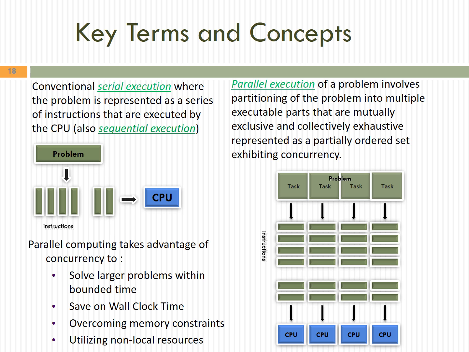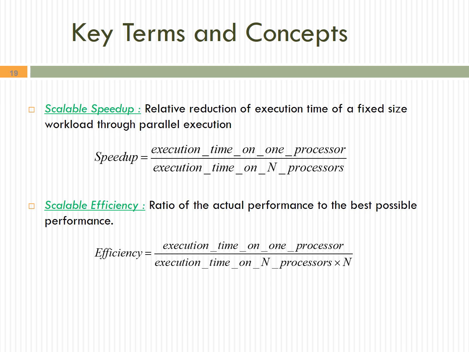There are several advantages of parallel computing: solving larger problems within bounded time, saving on clock time, overcoming memory constraints, and utilizing non-local resources. There are two types of scalability: scalable speedup and scalable efficiency. Scalable speedup is the relative reduction of execution time of a fixed size workload through parallel execution. And scalable efficiency is the ratio of the actual performance to the best possible performance.